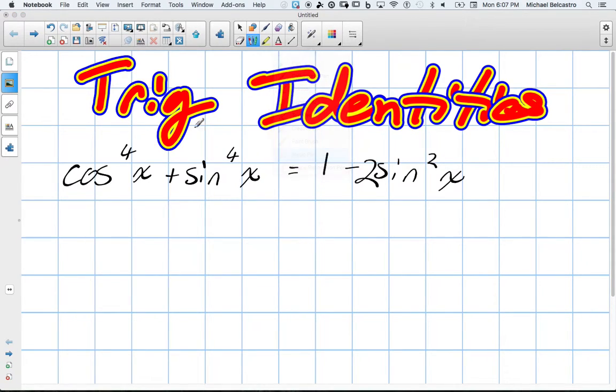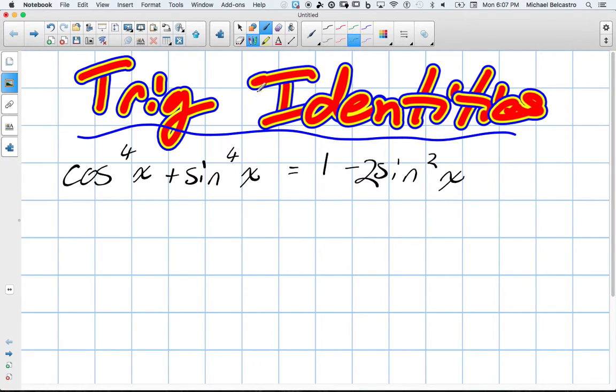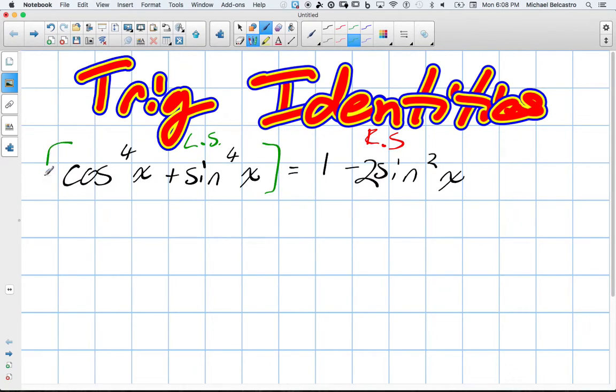Okay, so we're going to look at trig identities here. We have our left side is equal to our right side. What we'll do is focus on the left side here. And actually, I've written the question wrong. This is a subtraction sign, right? Okay.